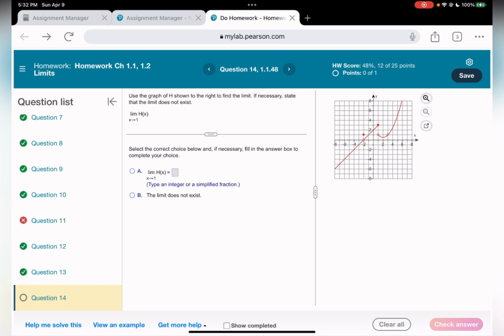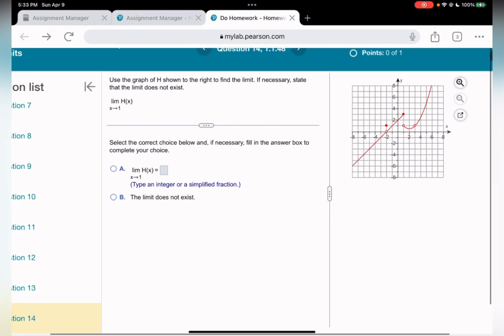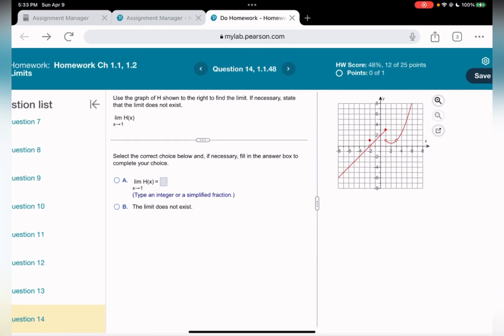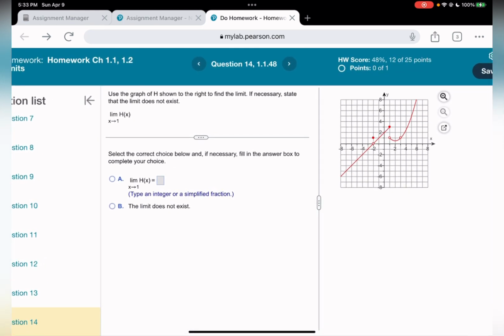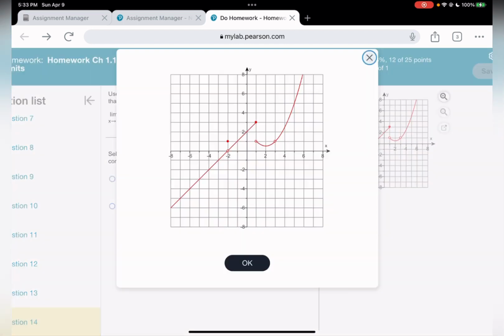Next, number 14. X approaches 1, so we have to look from both sides. Okay, let's see, 1. It's right in the middle of the break. When I look at the graph, I can already see the limit doesn't exist, because from the left side the value of y is going to be that filled-up point, which is equal to 3. And from the right side, it's going to be 1.